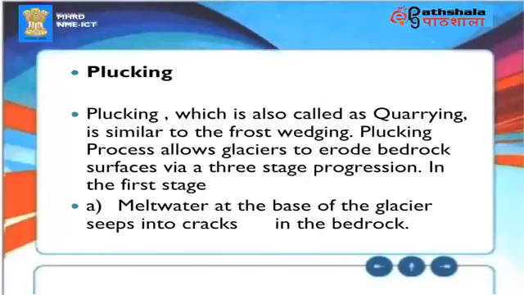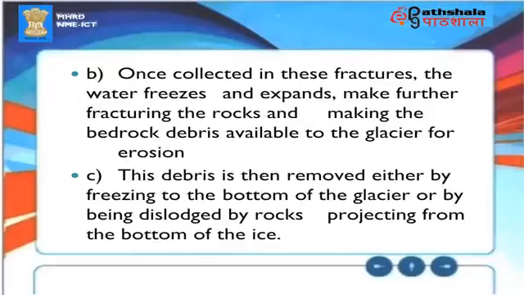Plucking. Plucking, which is also called quarrying, is similar to frost wedging. The plucking process allows glaciers to erode bedrock surfaces via a three-stage progression. In the first stage, meltwater at the base of the glacier seeps into cracks in the bedrock. Once collected in these fractures, the water freezes and expands, further fracturing the rocks and making the bedrock debris available to the glacier for erosion.